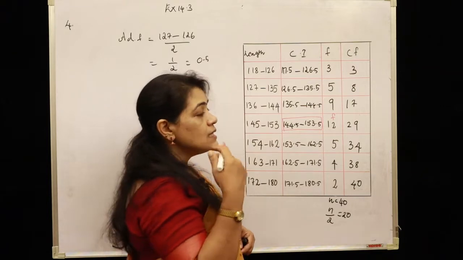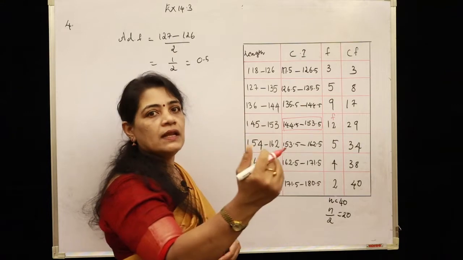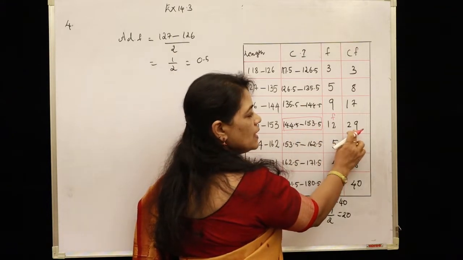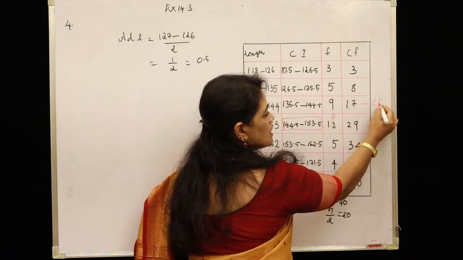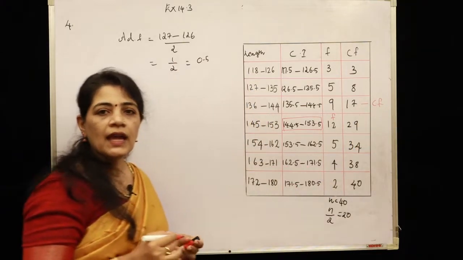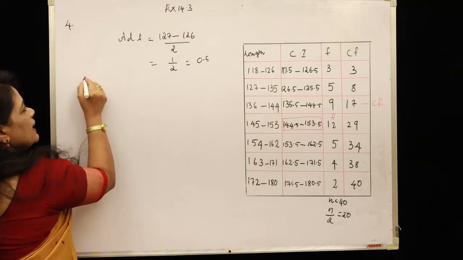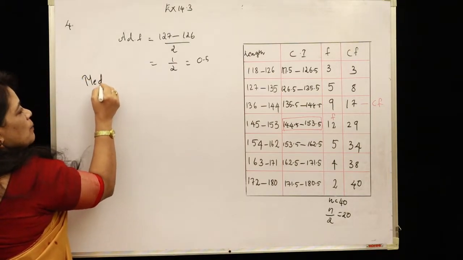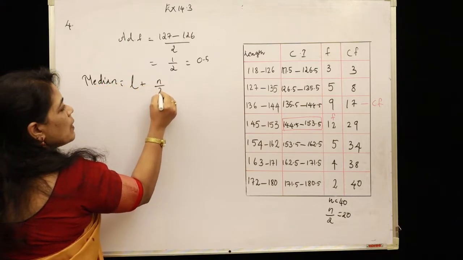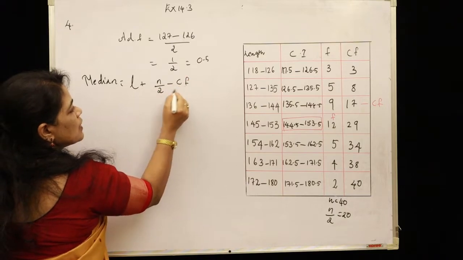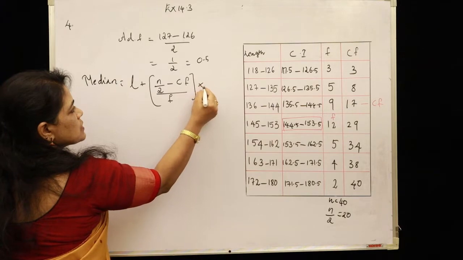Okay, and CF is the cumulative frequency of the class preceding the median class. Here, since this is the median class, the preceding class's cumulative frequency is CF. Okay, and we can write down the formula. That means median is equal to L plus (n by 2 minus CF) divided by F, into H.